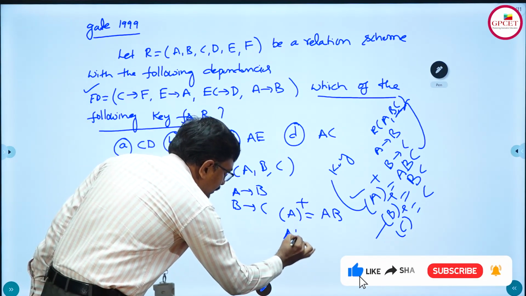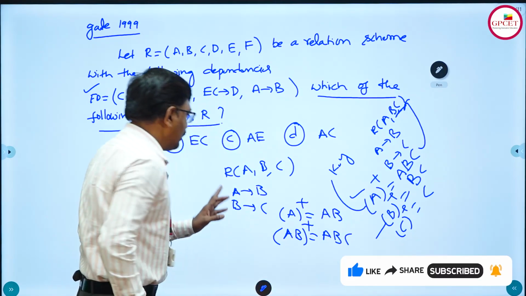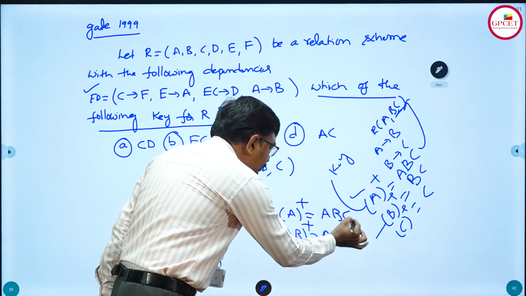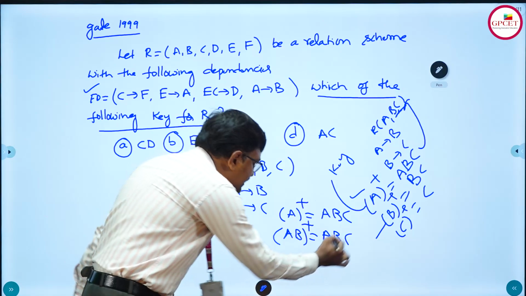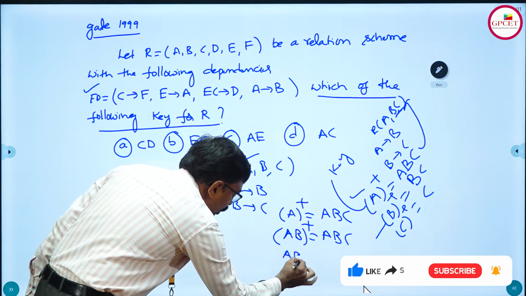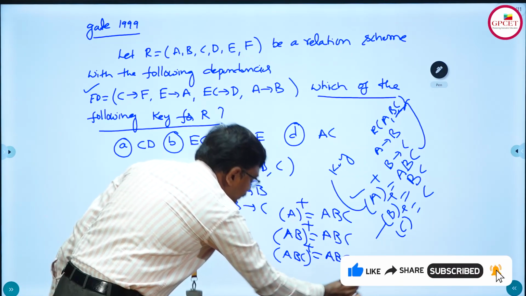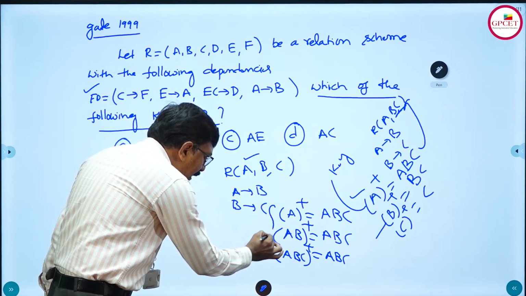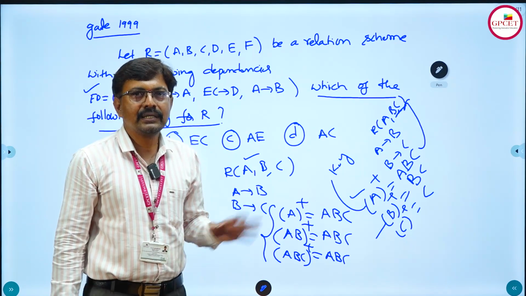Suppose AB closure: A, B and then C. Why? Because first, observe here A closure. A derives what? B. B derives what? C. Next AB closure, combination. Simply we can add as AB. B derives what? C. That's why we can get the original relation. AB is a super key. ABC closure, simply we can add as ABC. A derives B, B derives C. That's why A, AB, and ABC are super keys.